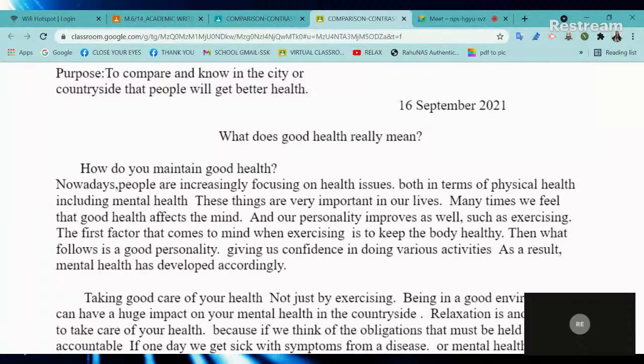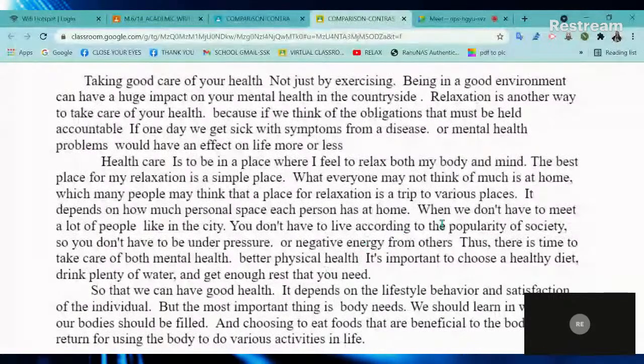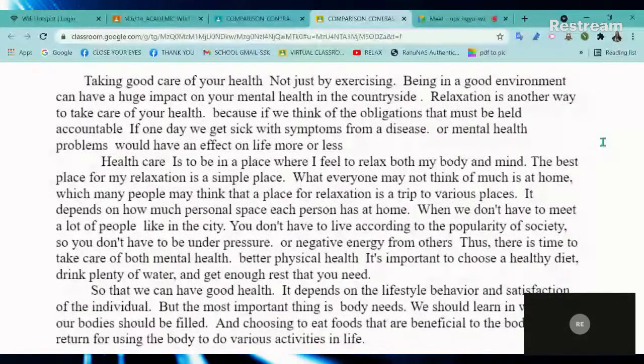Such as exercise. The first factor that comes to mind when exercising is to keep the body healthy. Then what follows is a good personality, giving us confidence in doing various activities. As a result, mental health has developed accordingly. Taking good care of your health, and being in a good environment, can have a big impact on your mental health. In the countryside, relaxation is another way to take care of your health. Because if we think of the obligations that we must be held accountable for, one day we get sick with a symptom from a disease or mental health problem, it would have an effect on life more or less.